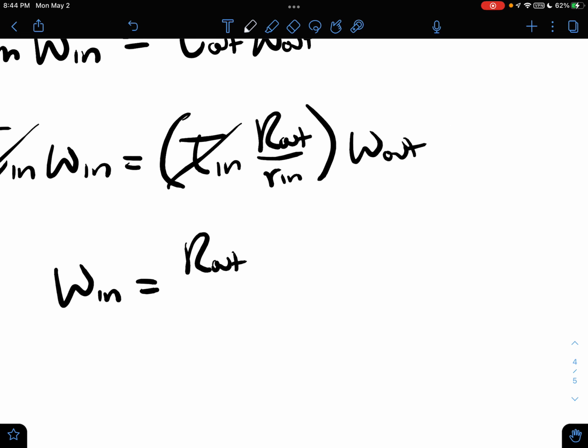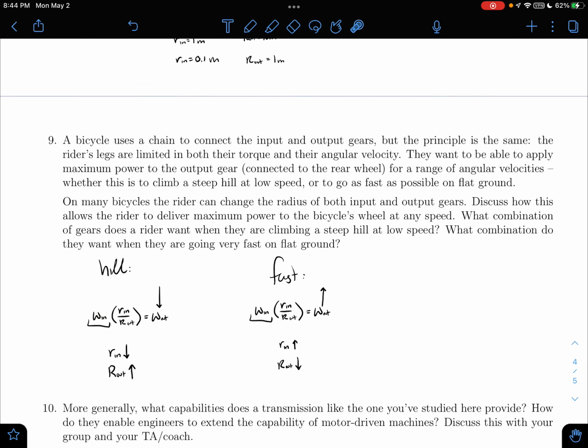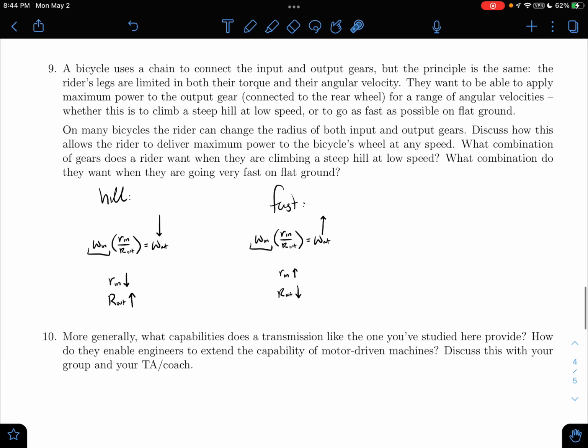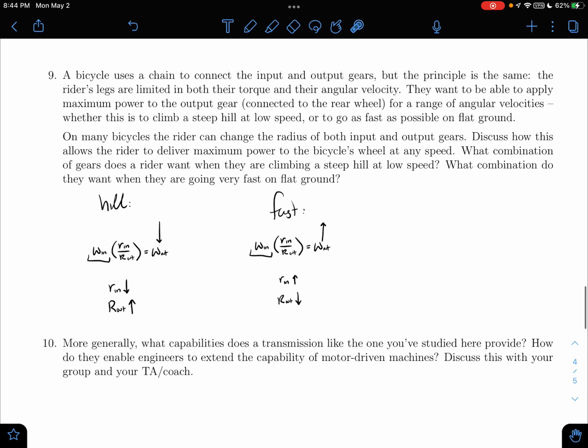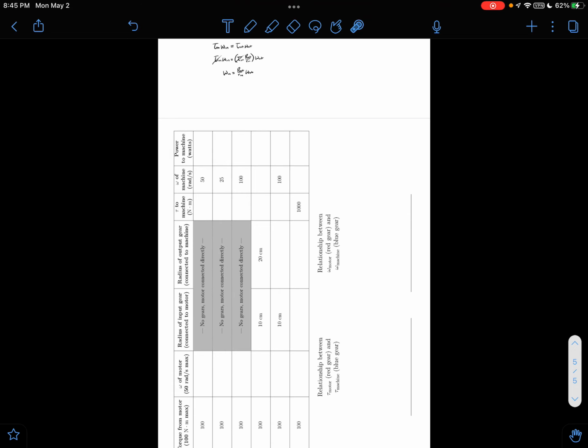The only difference is, up here, I had it solved so that it was set equal to omega out. This time it's set equal to omega in, but if I divided both sides, it would give us the exact same gear ratio, opposite to this one. So looking over here, this is kind of what we talked about.